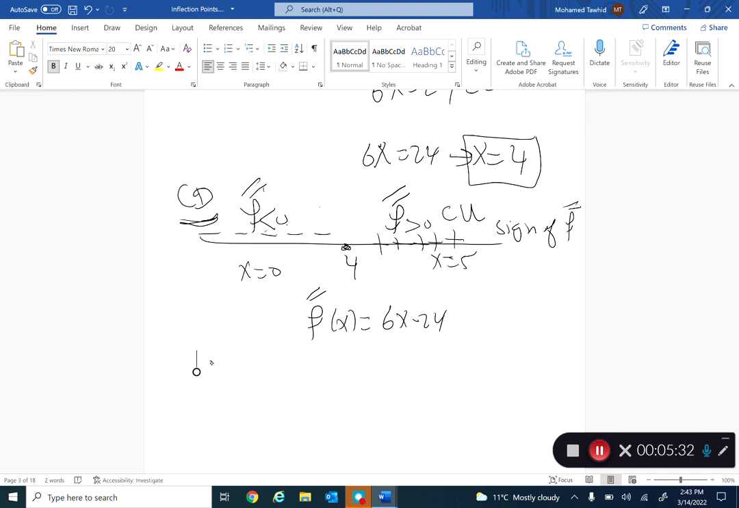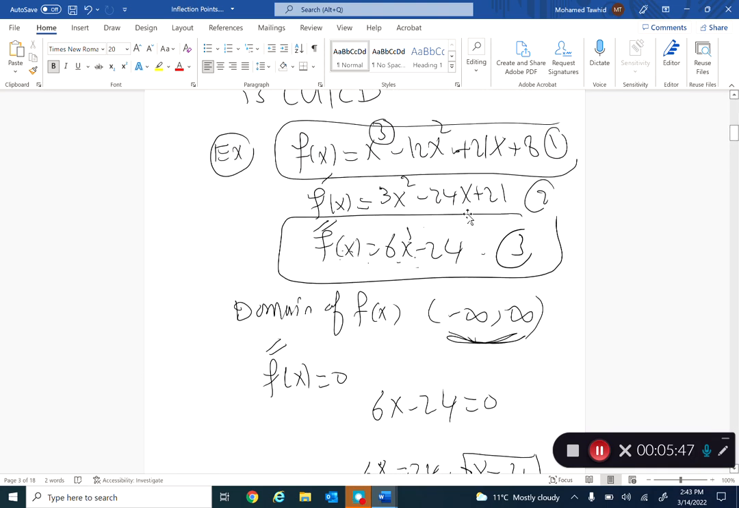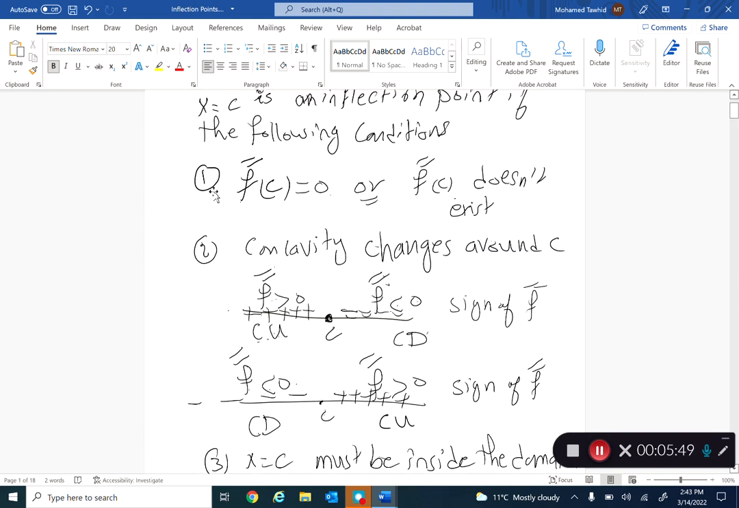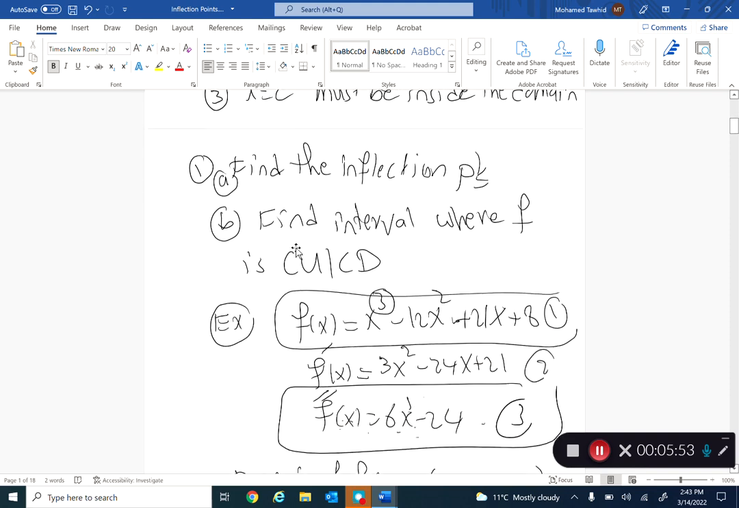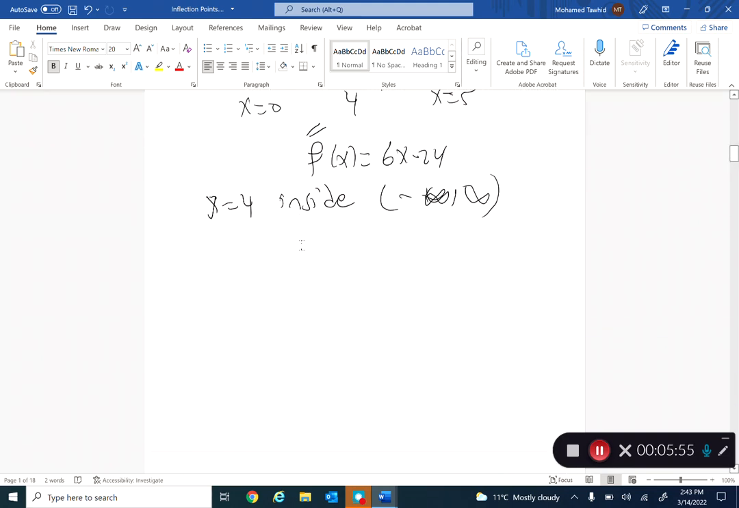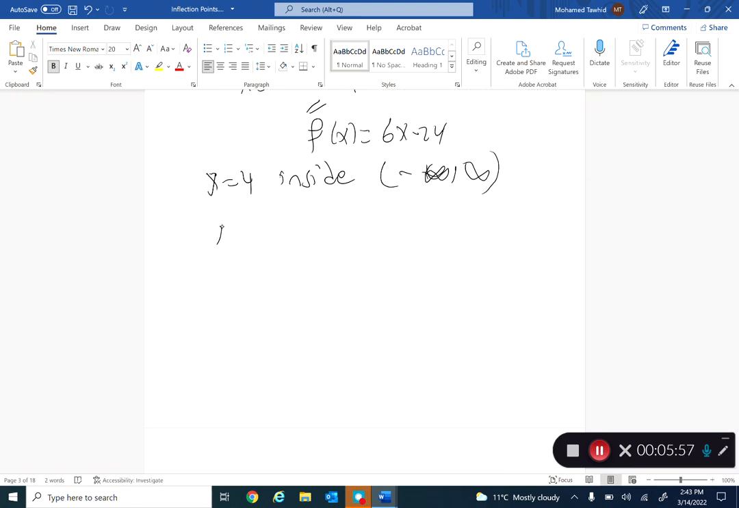Last, condition number 3 is that x equals 4 is inside the domain. What is the domain here? The domain here is all real numbers. Because 4 is one of these real numbers, condition 3 is satisfied. The second derivative is 0, concavity changes around c, and c must be inside the domain. Because of that, yes, x equals 4 is an inflection point.